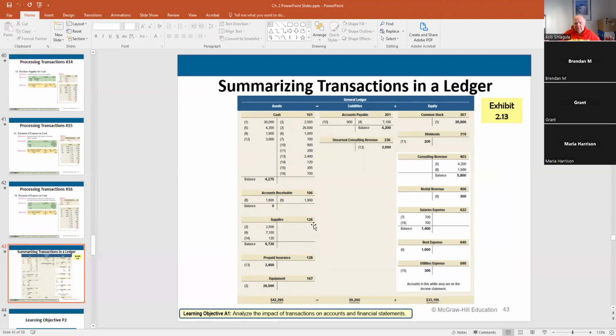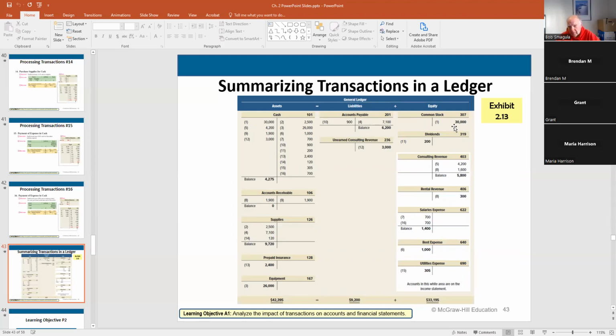And now we're summarizing things, okay? Here is our general ledger, our complete general ledger. Each one of these is an account in the general ledger. So your balance in cash is 4,275. We were paid off all of the accounts receivable, so we have nothing. We have a certain amount of supplies, insurance, and equipment. We have a debt of 6,200, and we have the unearned revenue liability. And these are the various equity accounts we hit.